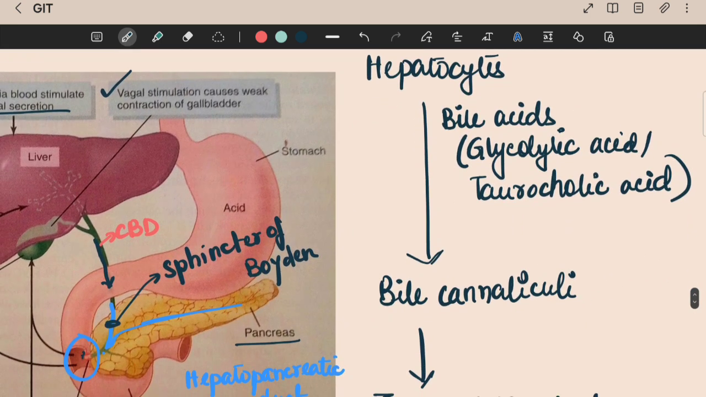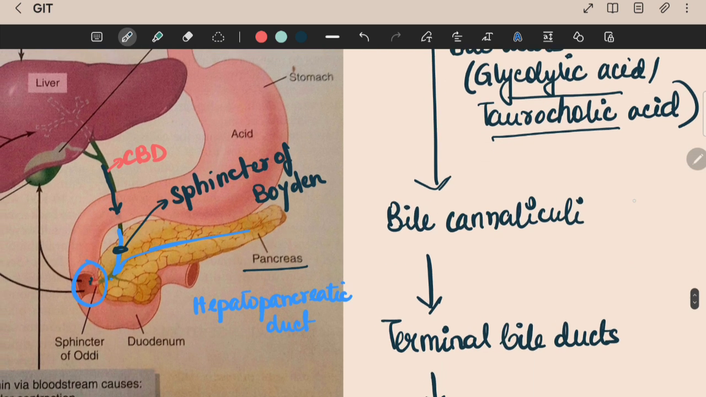Talking about this flow chart, the hepatocytes produce the bile acids, glycocholic acid and taurocholic acid. They come to the bile canaliculi. If you remember the hexagonal hepatic lobule, it had the central vein, and the channels which were present are the bile canaliculi. The surrounding hepatocytes, where the bile production is happening, drain into the bile canaliculi, and from there they drain into the bile duct, because the portal tract included the bile duct, the hepatic artery, and the portal vein.